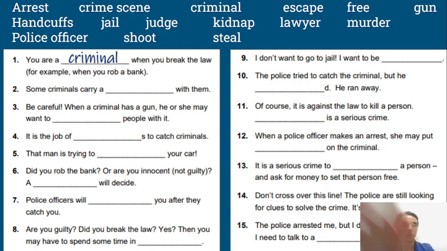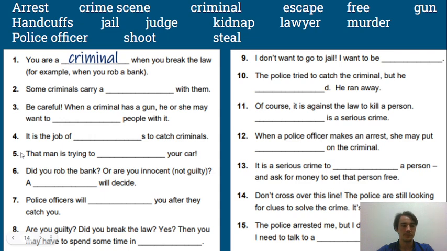Number 4. It's the job of blank to catch criminals. Whose job is it to catch criminals? Who's responsible to catch criminals? It is a police officer, right? Police officers are responsible for catching criminals.